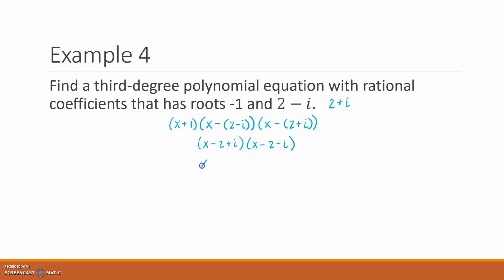x times x gives me x squared. Then I have x times -2 and x times -i. All right, now moving on to negative 2. Negative 2 times x is negative 2x. Then I get positive 4, positive 2i.